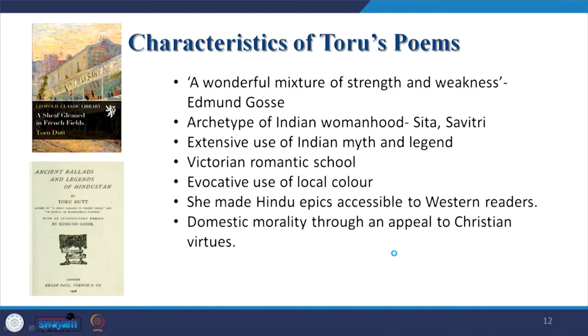In the ancient ballads and legends, which made her very popular, she talks about Sita, Savitri, Dhruv, Lakshman, and the Indian king Bharat. The way she has narrated everything, there is a sort of narration, a sort of drama, and besides all, she had her own voice. Many of her works are suffused with Indian myths and legends, but at times she reminds readers of the Victorian romantic school, though not devoid of the use of local color.